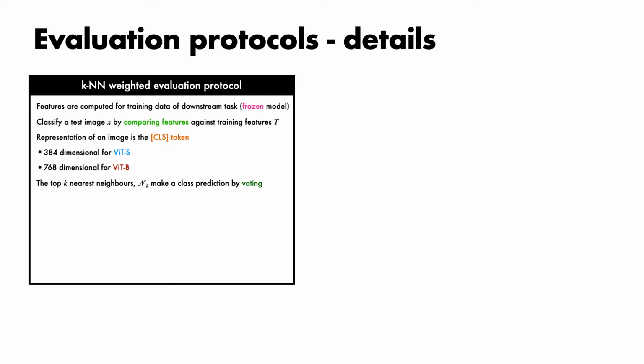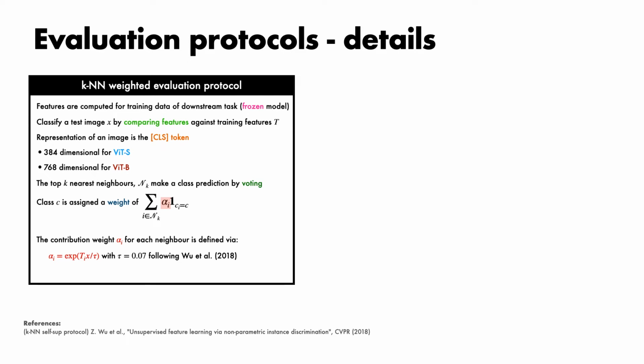This is done by assigning to class c a value comprising the weighted sum of the votes. Here, the contribution weight alpha_i for each neighbor is defined via scaling the similarity of the features and passing the results through an exponential. The temperature scaling hyperparameter tau is set to 0.07, following Wu et al. As noted previously, it is found empirically that a value of k equals 20 for the neighborhood size works well, and so this is used throughout the experiments.